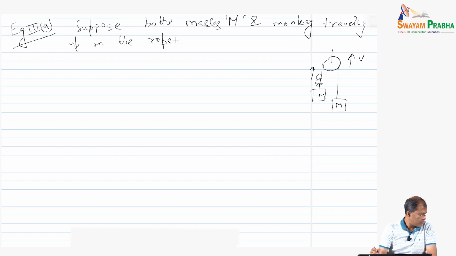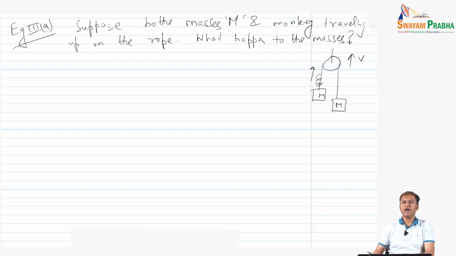So what we have to find is what happens to the masses. So what is being asked in this problem is, what is the motion of any of the masses, because both the masses are equal, right? Well, we haven't talked about the mass of this monkey here, so we don't know what this mass is. So that is an unknown of the problem, and perhaps we don't need that mass also.